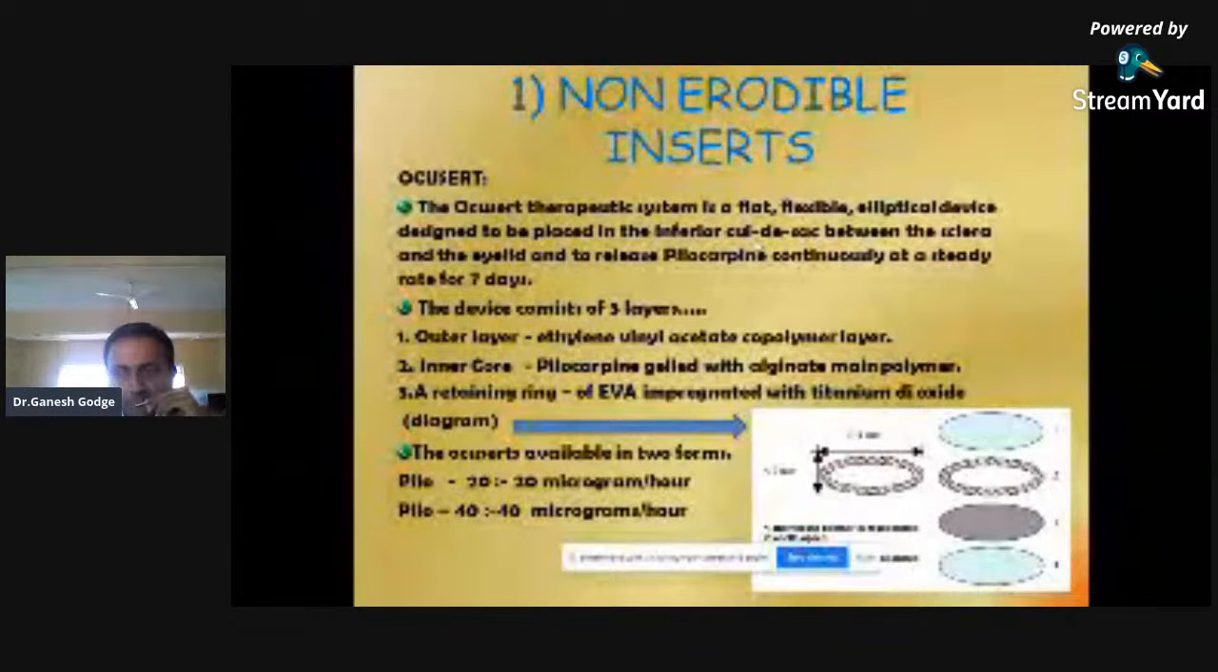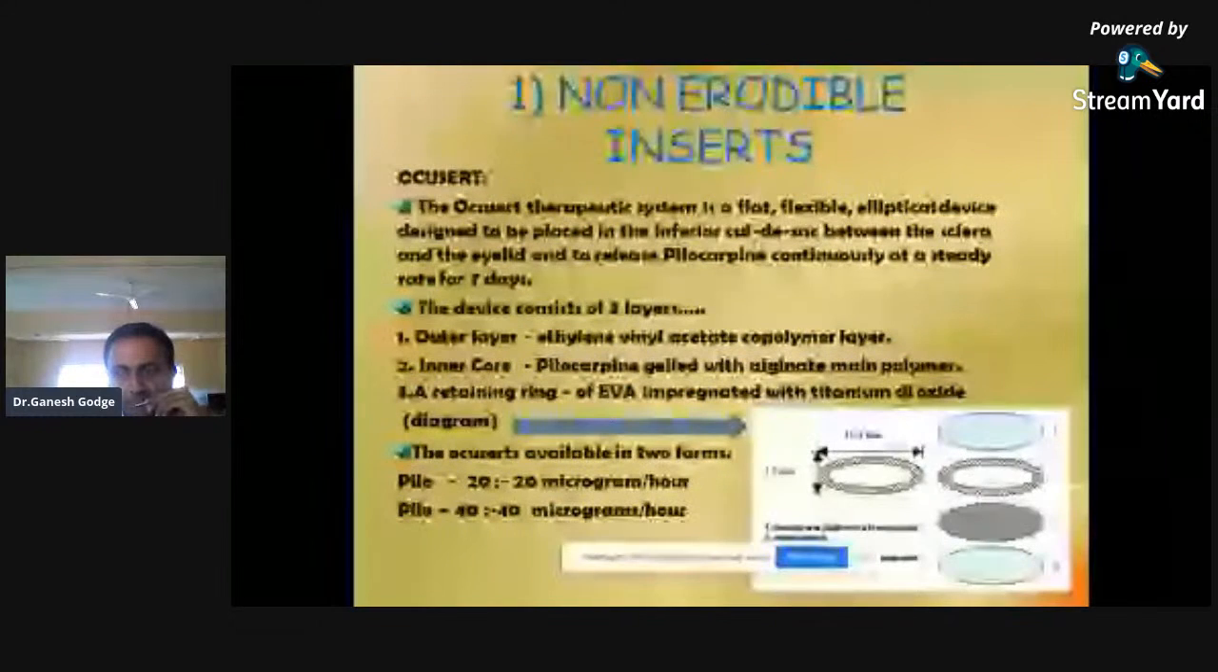in the market, and that releases pilocarpine at a continuous rate for 7 days, 20 to 40 micrograms of drug per hour for not less than 7 days. The device consists of three layers: outer layer, inner core, and a retaining ring. Any Ocusert system contains an outer layer, inner core, and a ring-shaped retaining ring.